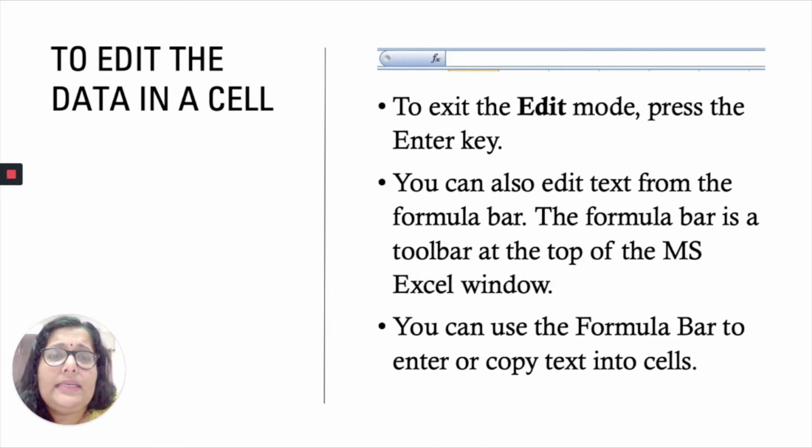You can also edit text from the formula bar. The other way to do it is from the formula bar. The formula bar is a toolbar at the top of the MS Excel window. This is the picture of a formula bar. Can you look at my cursor? This is lying at the top of the MS Excel window. We can also enter text here as an alternative method. You can use the formula bar to enter text or copy text from other cells into cells.